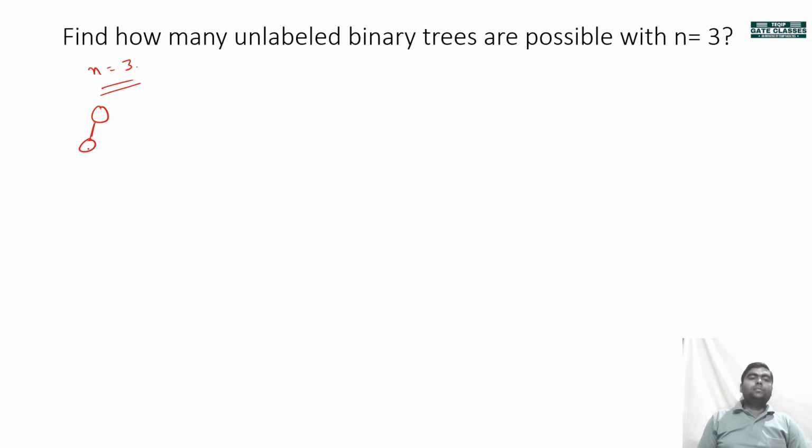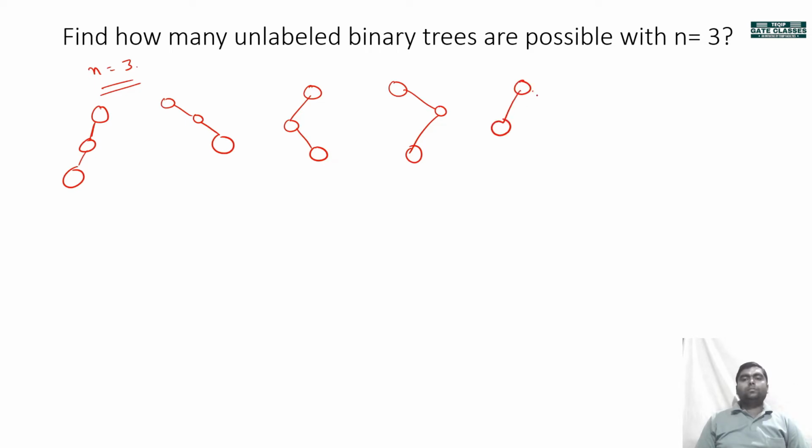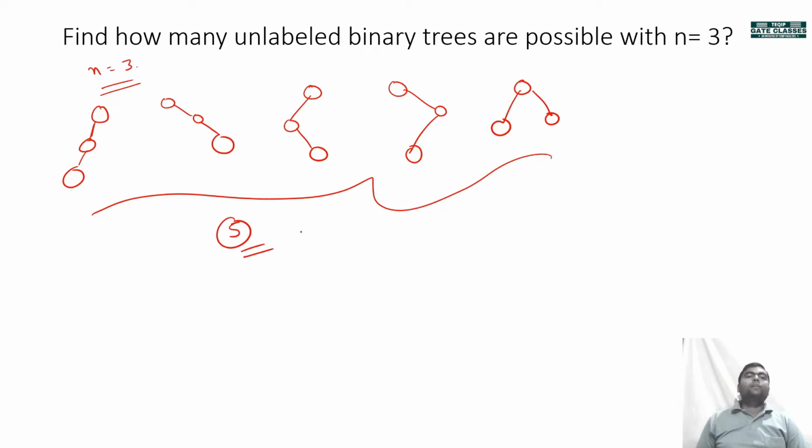Like this 1, like this 2, like this 3, like this 4. So 1, 2, 3, 4, and this is also possible. No other than that. So overall, how many possibilities? 5 will be the answer. So the number of unlabeled binary trees possible with n equals 3 is going to be 5.